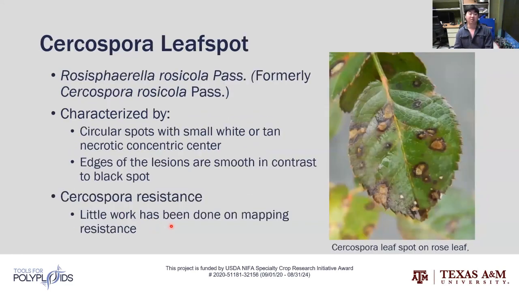So a lot of work has been done on this fungus. On the other hand, you have this other fungal pathogen, Cercospora, which forms small circular target-like lesions with a necrotic center. In contrast to black spot, the edges are less feathery and more defined circular regions. Very little work has been done on this disease, probably because it doesn't heavily defoliate the plant, and breeders haven't had a focus on it, because from far away it doesn't really affect how the plant looks that much.